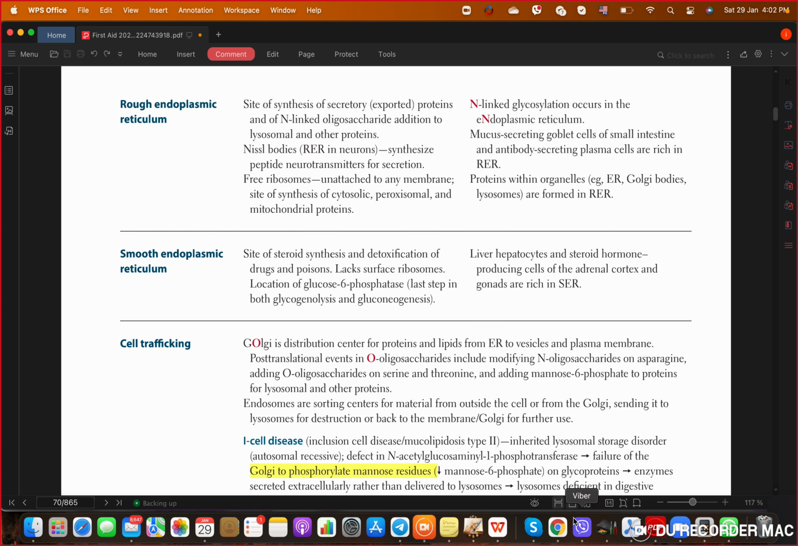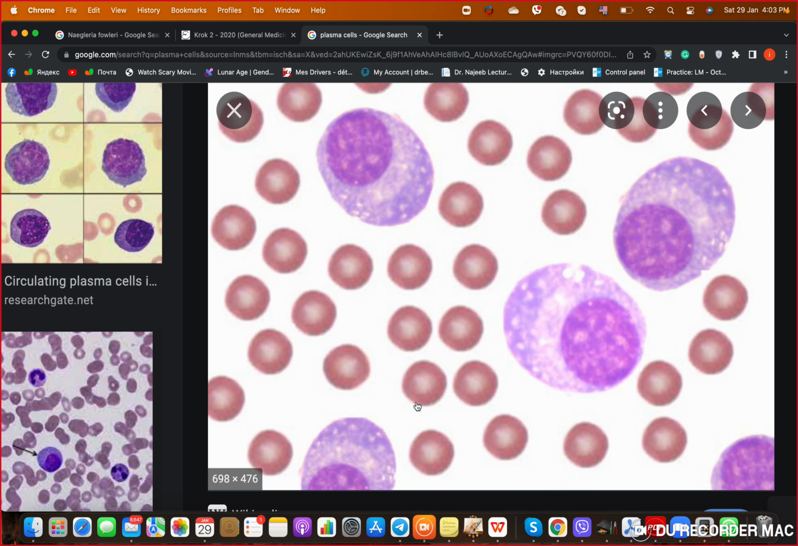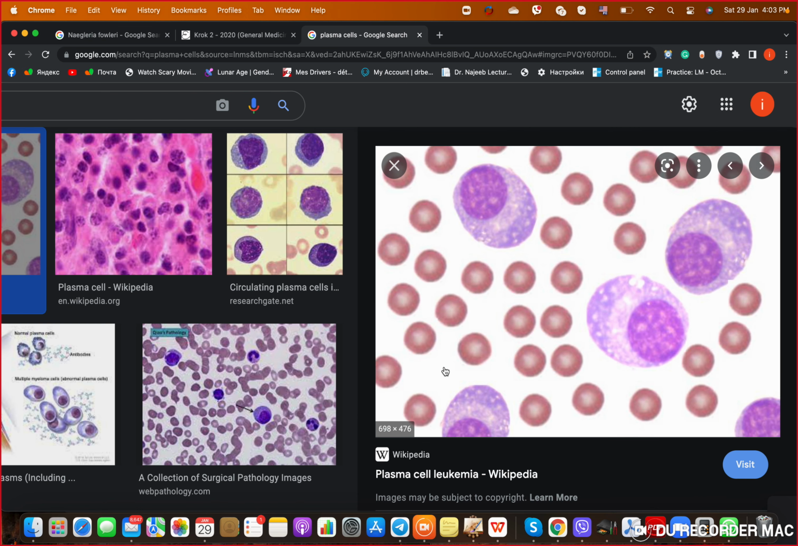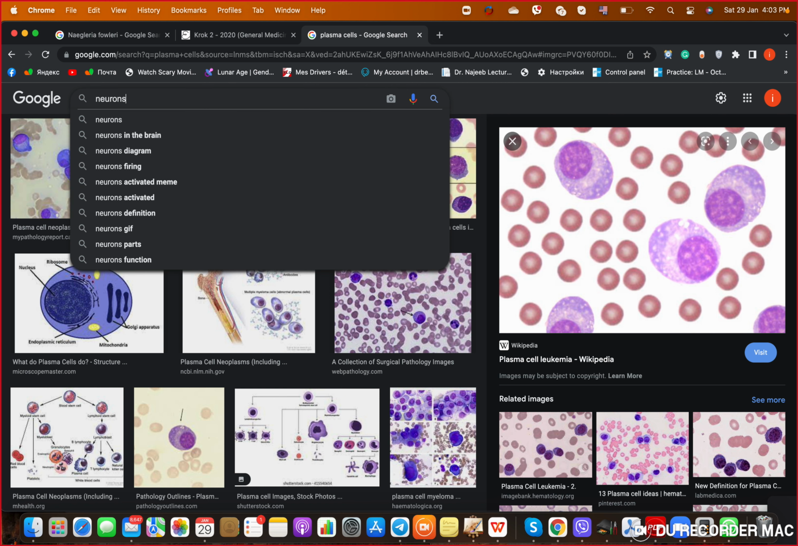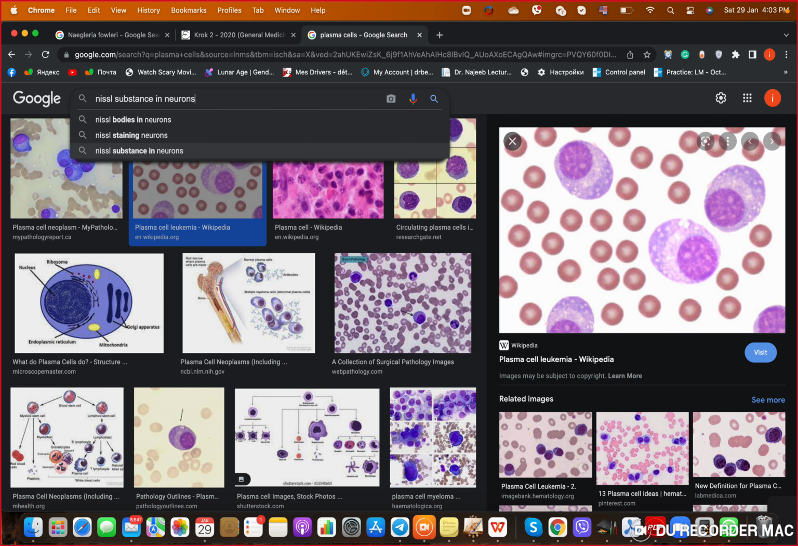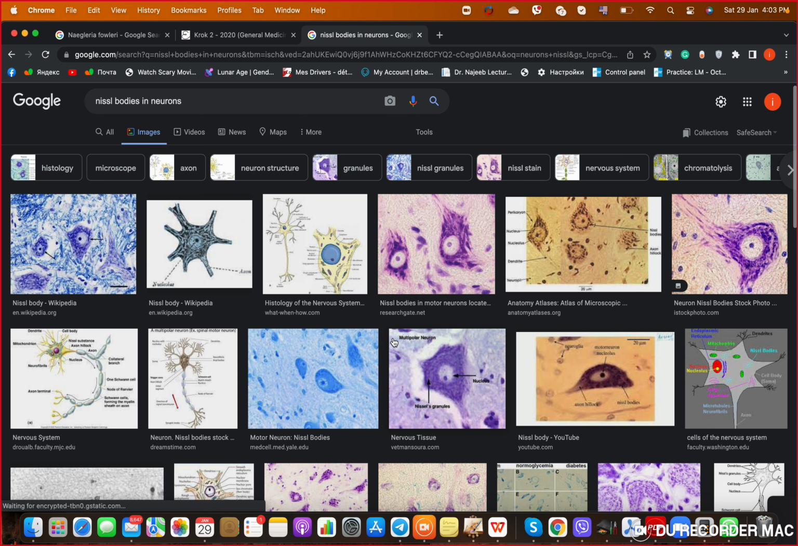Doc, is there any way we can look at other cells where the rough ER is present? You're talking about the rough ER, right, Doc? Rough ER, yes, not rRNA. Any other cells you can see it, Doc, please? Yes, neurons. So in the neurons, there is something called the Nissl body, okay? The Nissl body.